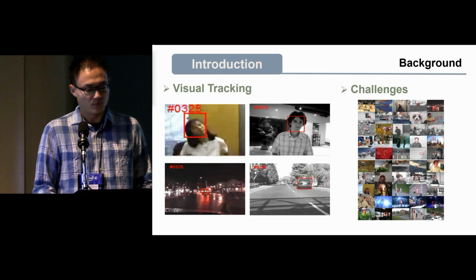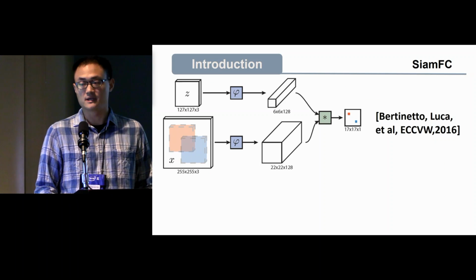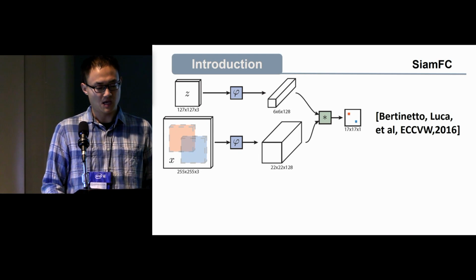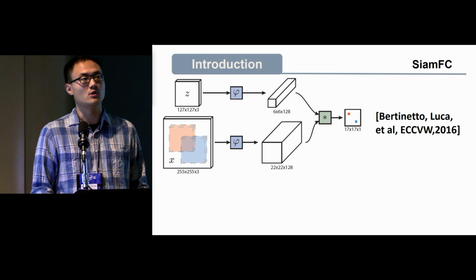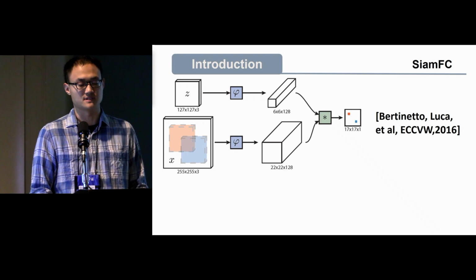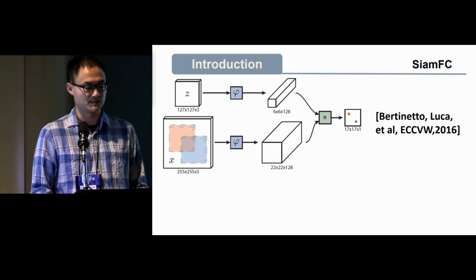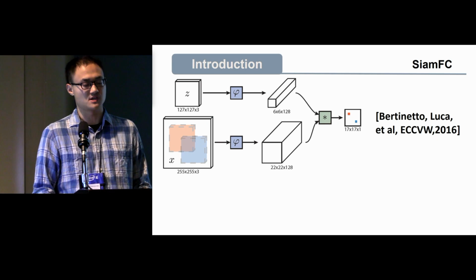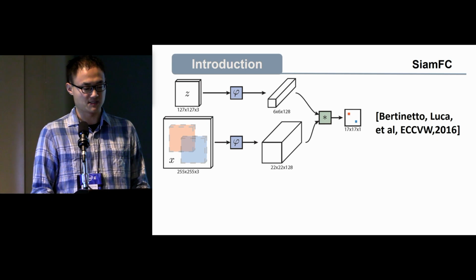Recently, with the powerful deep network and large-scale labeled video frames for offline training, Siamese-based trackers achieve favorable performance and efficiency. One notable example is the SiamFC tracker, which learns a matching function in an embedding space and wins the VOT 2017 real-time challenge.